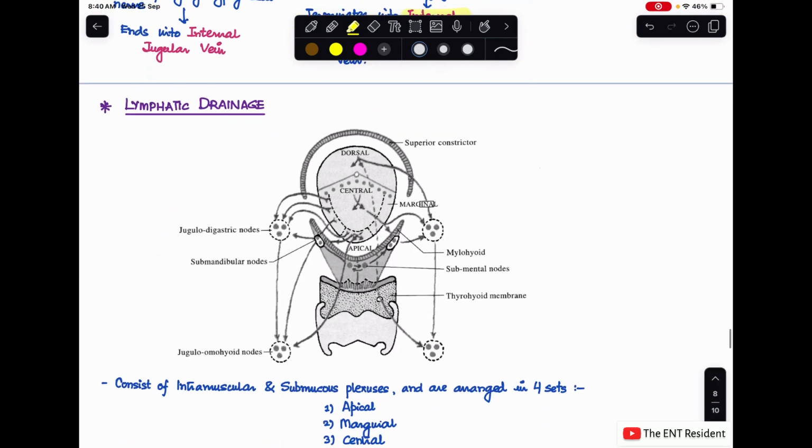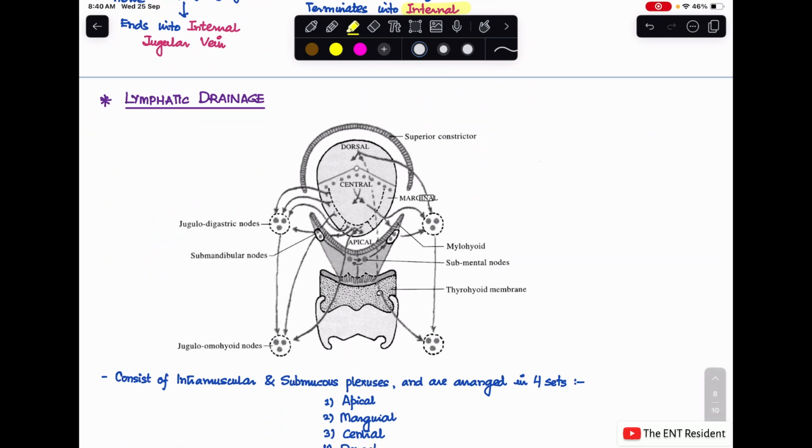Last of all, we'll be talking about the lymphatic drainage of the tongue. This is an extremely difficult topic to remember, as well as very important because it has a lot of clinical importance. The lymphatic drainage of the tongue is a little bit complex and it goes into different nodes from different areas of the tongue. This decides things if you have a carcinoma of the tongue.